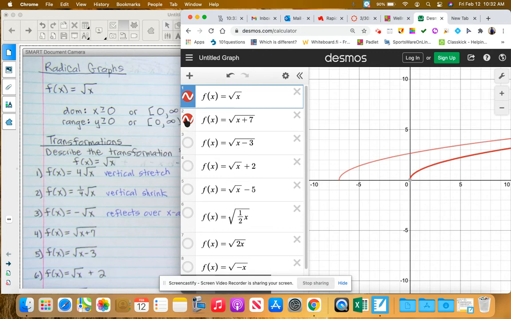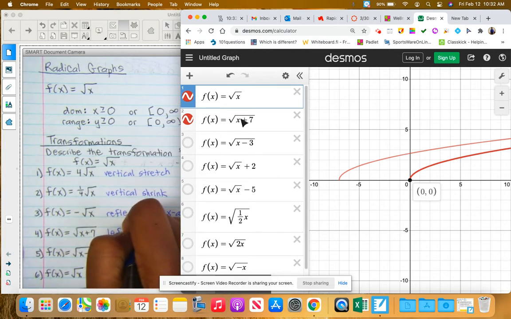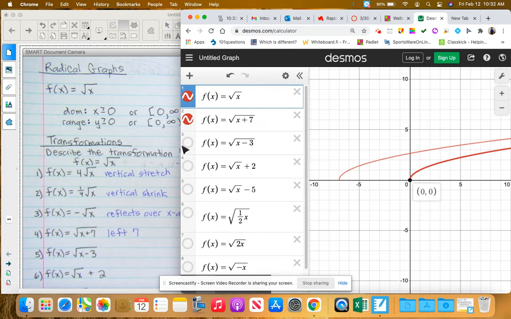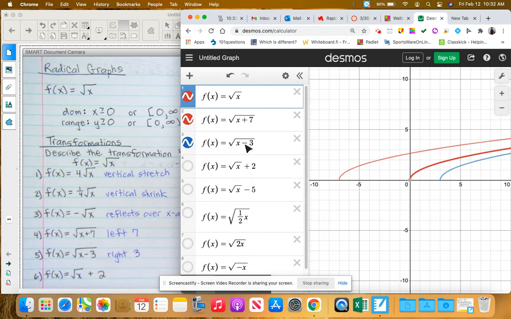So this time I have the square root of x plus 7, and the plus 7 is inside of my square root. So we started here at the origin with the basic one, and then we moved over left 7 spaces. So if you have a number inside the square root, it's going to move it left or right. Particularly, this moves left 7. So hopefully you can go ahead and hypothesize here. If it's x minus 3 inside the square root, that moves right 3 spaces. So this one moves right 3 spaces.